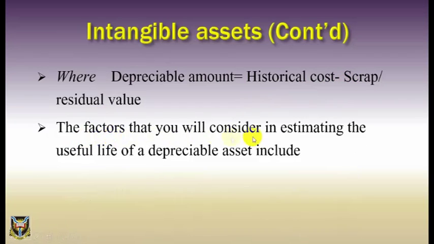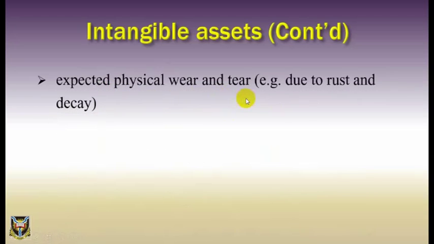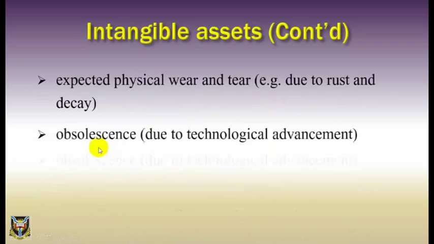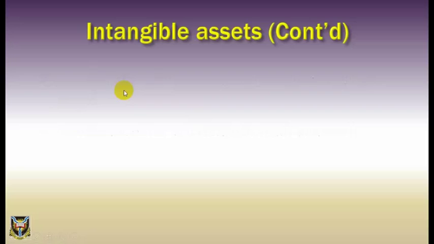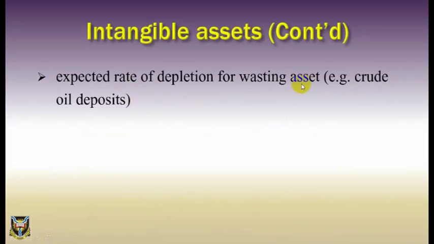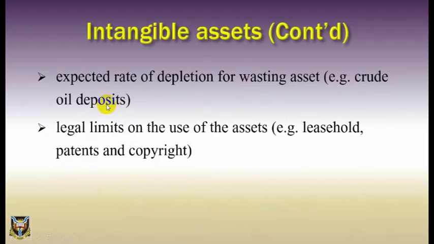The factors that you will consider in estimating the useful life of a depreciable asset include expected physical wear and tear, e.g. due to rust and decay, obsolescence due to technological advancement, expected rate of depletion for wasting assets, e.g. crude oil deposits, legal limits on the use of the asset, e.g. leasehold, patents, and copyright.